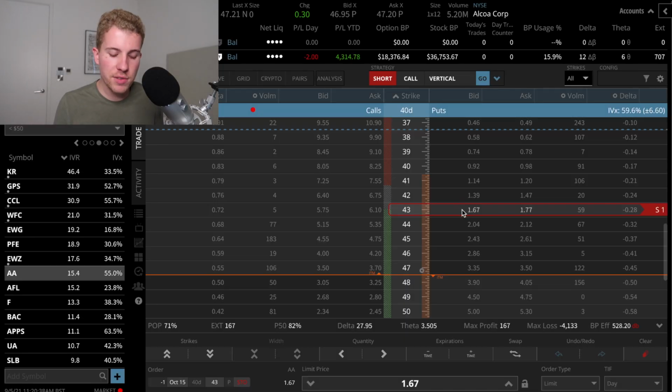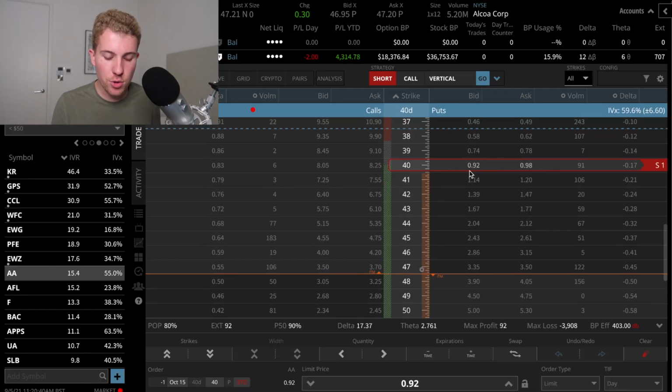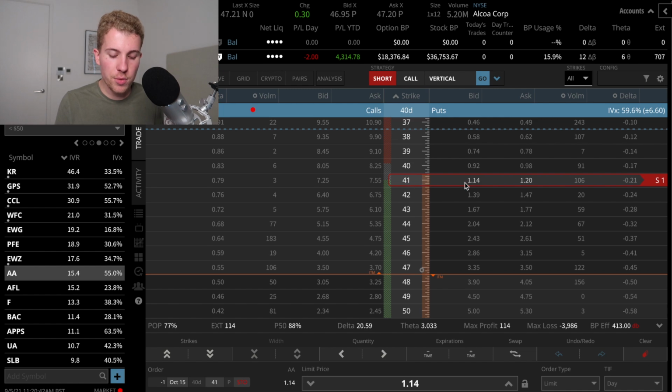After that, once you have decided your strike, and let's say that you chose, in the case of Alcoa, the 41 strike, you collect a credit of $1.14. And then you can confirm the order and sell it, and then boom, you will have sold the option, you will have collected a credit of $1.14, and now you have two outcomes in front of you.